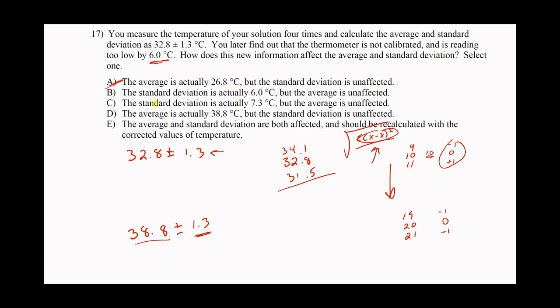Incorrect, going the wrong way. The standard deviation is actually 6.06 degrees C, but the average is unaffected. That does not make sense. The standard deviation is actually 7.3, but the average is unaffected. No idea where that came from. The average is actually 38.8, and the standard deviation is unaffected. Yes, that is true. And the average and standard deviation are both affected and should be recalculated with the correct values of temperature. Nope, no need, right?